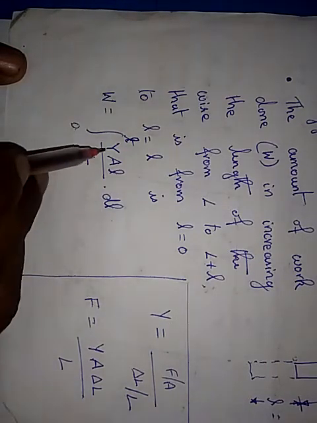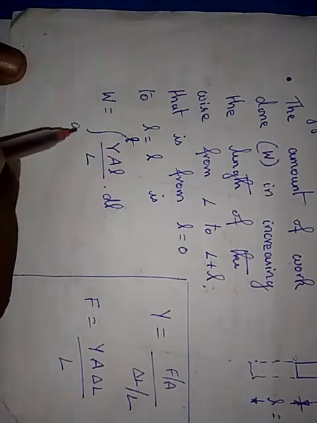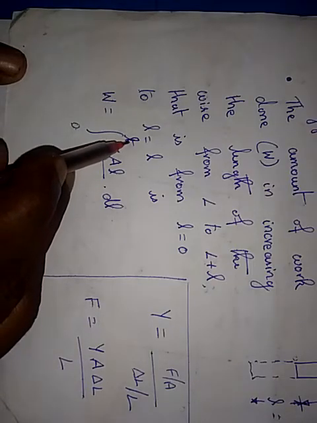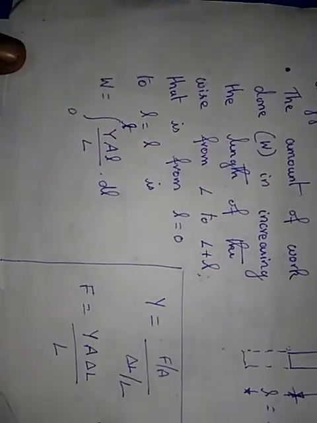If you see, it is with respect to dl. So YA and L are constant. If you integrate l, it becomes l square by 2. And you have to substitute the limits, upper limit as l and lower limit as 0. So that's what we are going to see in the next step.